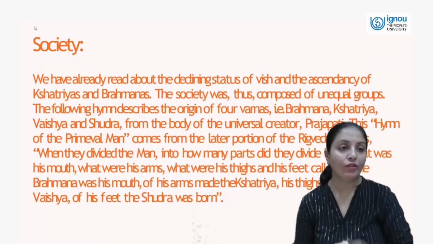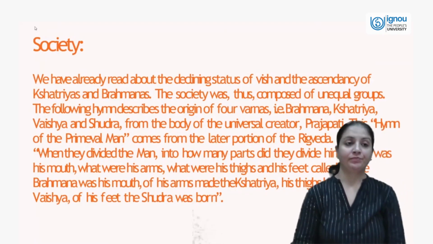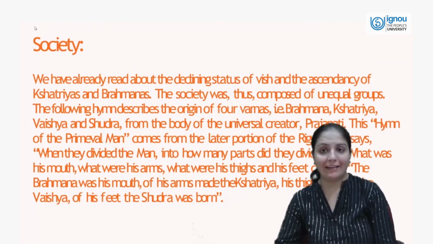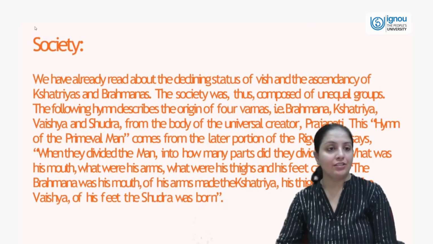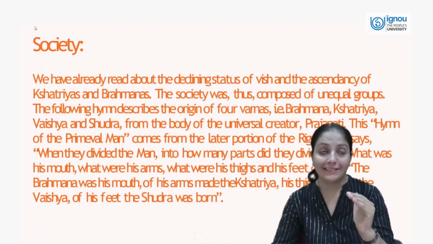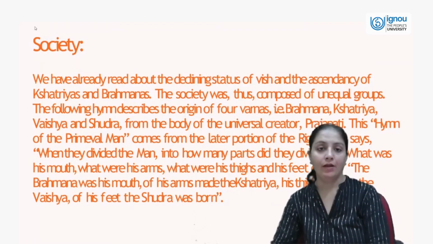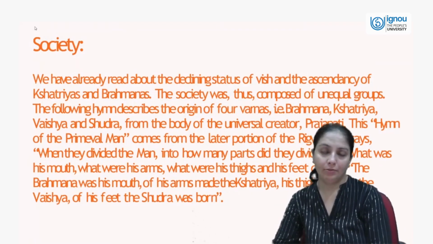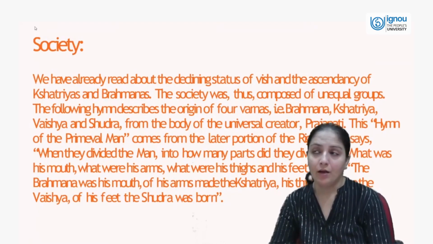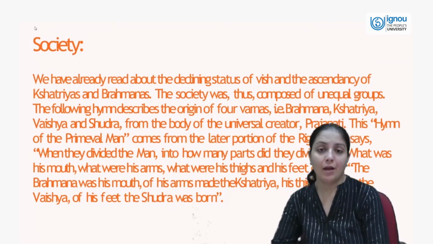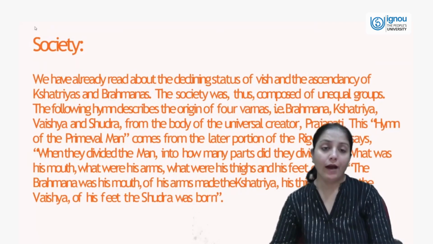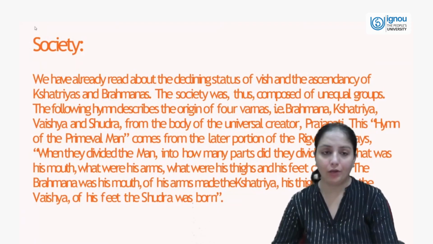What was the situation of society at that time? We have already read about the status of Vish and the ascendancy of Kshatriyas and Brahmins. We have also seen some scenes of Brahman, Kshatriya, Vaishya, Shudra. We have also seen some of the Varna system, and the society was characterized by it. The society was thus composed of unequal groups. They were not equal at that time.